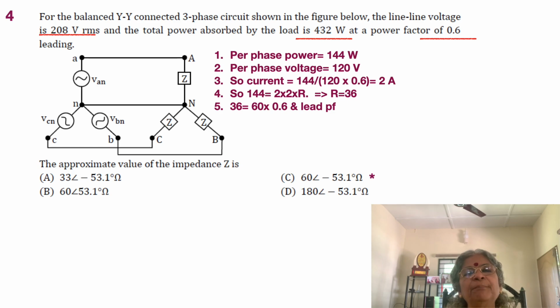So either B or C would be more correct because they have the same numerical value, but the angles are different. Okay, so now how do we proceed? We have already computed the per phase power as 144 watt. We have also computed the per phase voltage as 120 volt. Okay, so we can easily find out the current as equal to 144 divided by 120 into 0.6, because 0.6 is already given as the power factor.